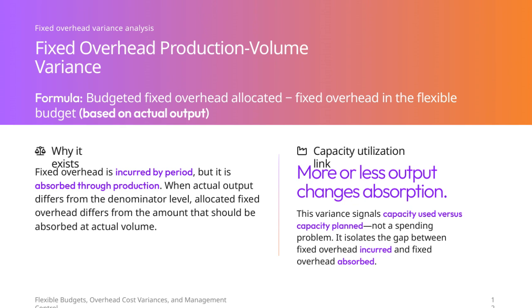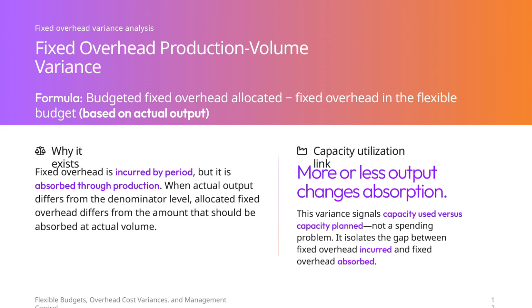This variance is closely linked to capacity utilization. If we produce more or less, the absorption of fixed overhead changes accordingly. Importantly, this variance doesn't indicate a spending issue. Instead, it highlights the difference between the fixed overhead costs incurred and the fixed overhead absorbed, helping us understand how capacity was used compared to what was planned.